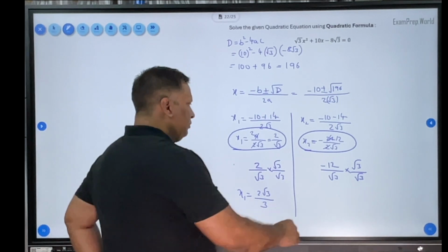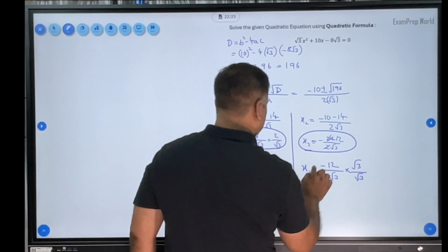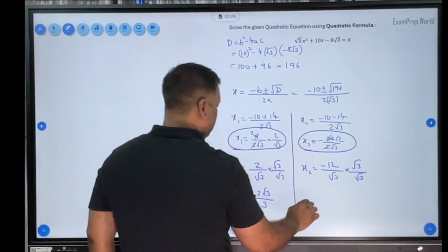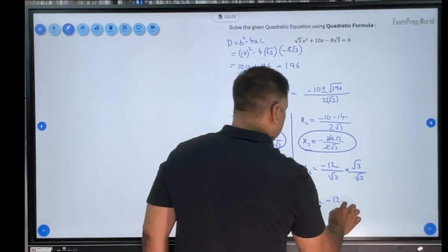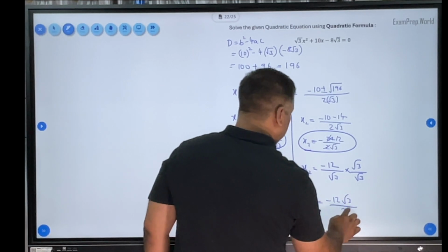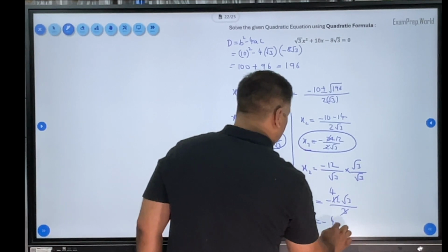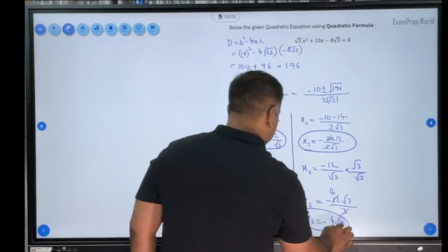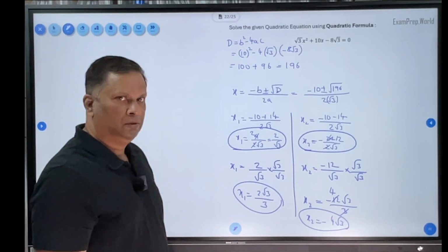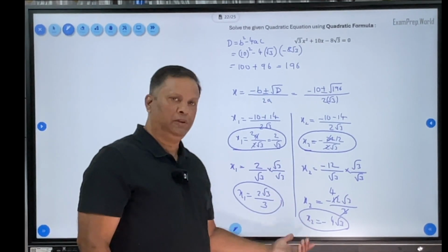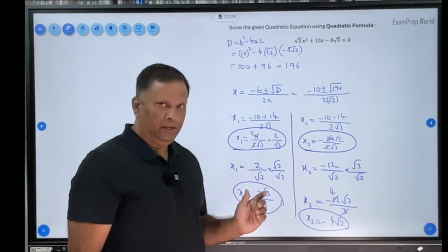Now what happens here? This becomes x2 is equal to minus 12 root 3 by 3. This becomes 4. So x2 is negative 4 root 3. See, if you write this value, you will get your full marks, because we should not leave any root numbers in the denominator. I hope you got it. Pause the video, write this one.